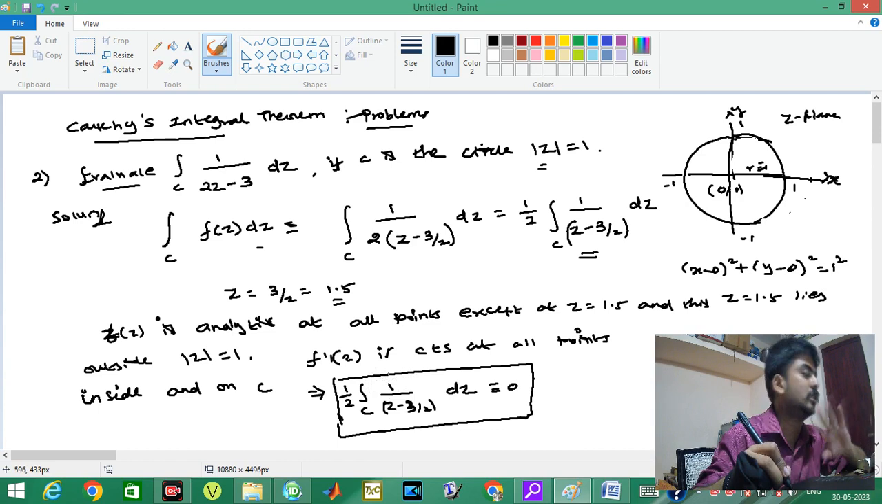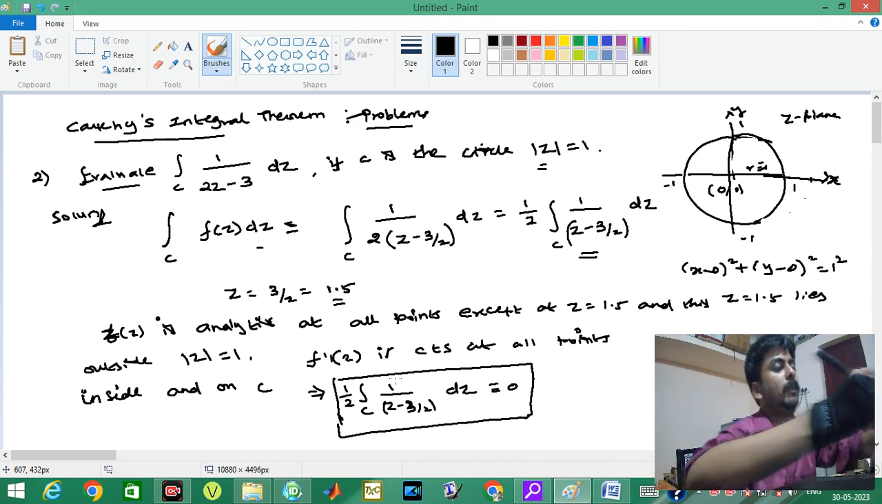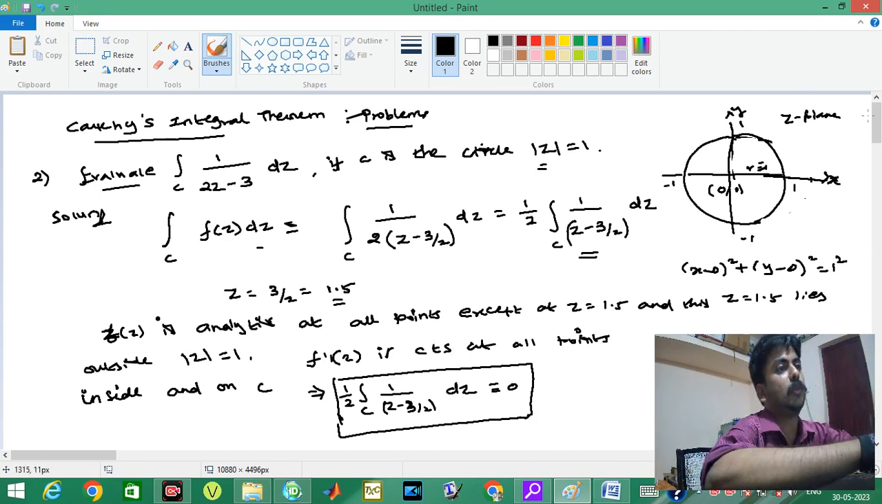Now we have completed the second problem. Now we shall move on to the third problem.